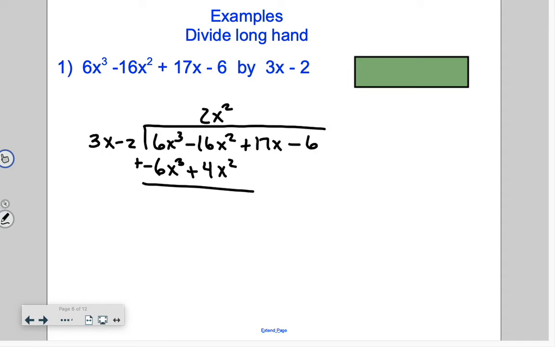What should always happen when you do long division? The first term, if you're doing it correctly, should always cancel. 6x cubed, negative 6x cubed. Those cancel out. The x squareds, when you put them together, give you a negative 12x squared. I put those two together.